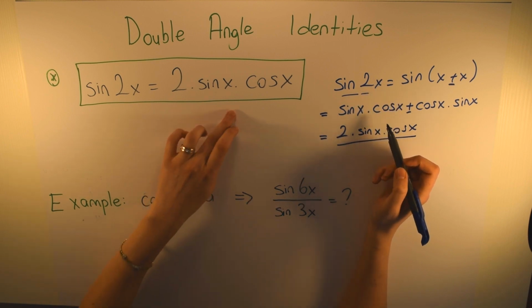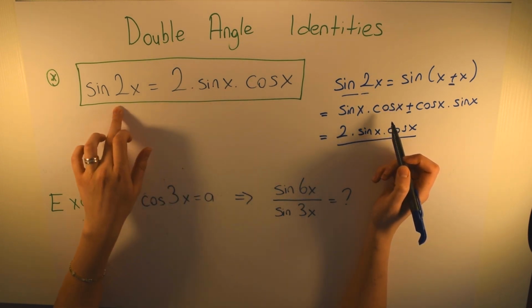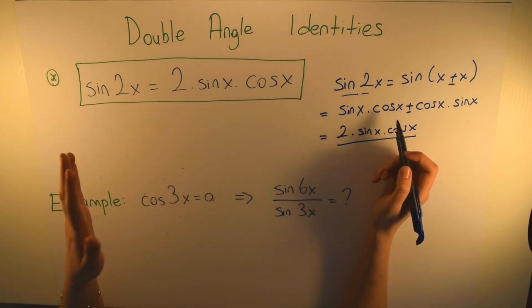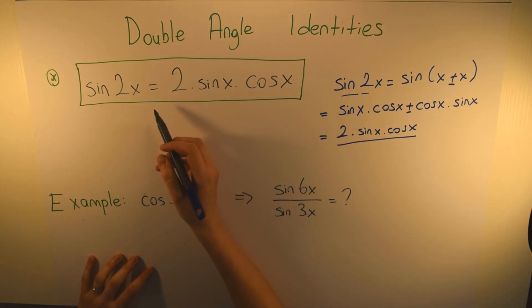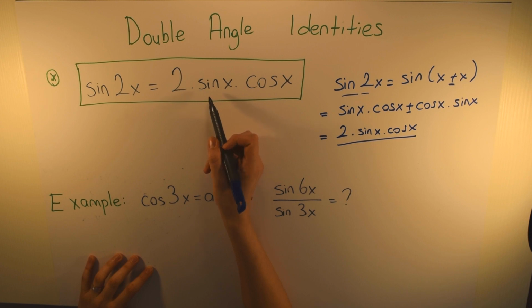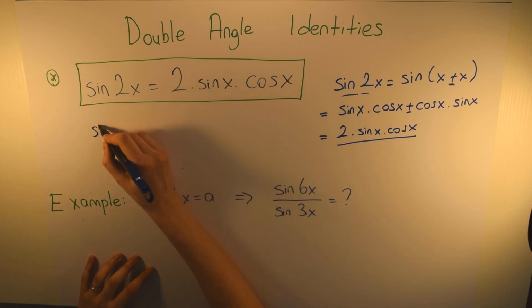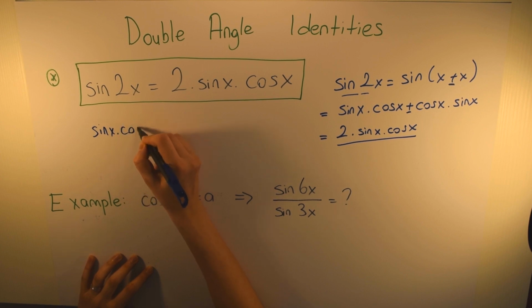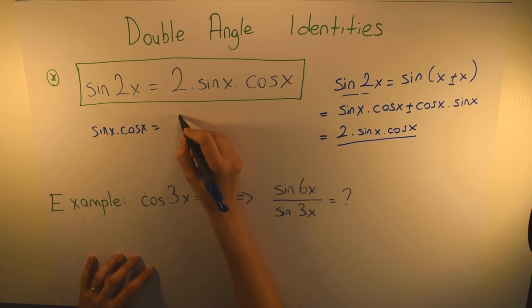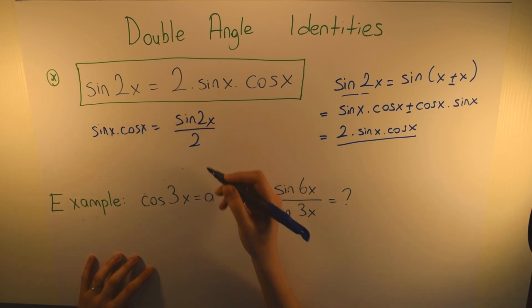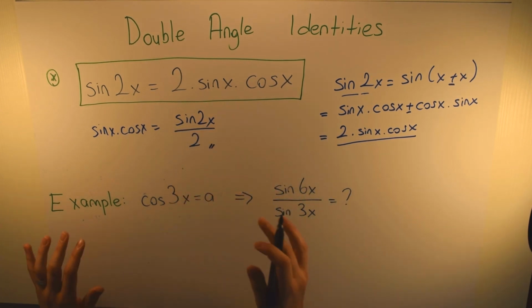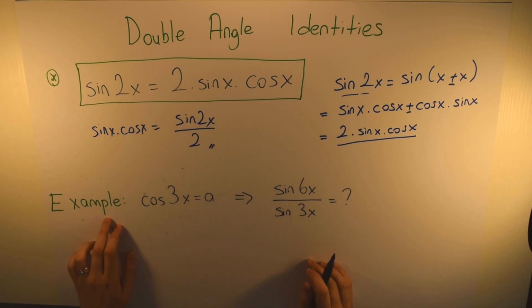So actually we can also play with this formula, depending on the question. For example, if you need sine x times cosine x, you can write this as sine 2x over 2. So it's all up to the question. So let's look at this example.